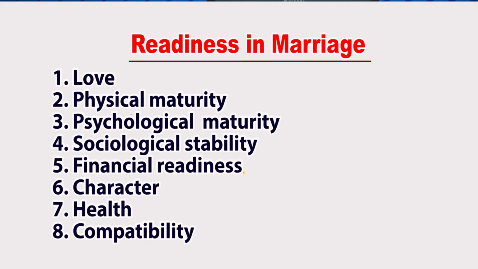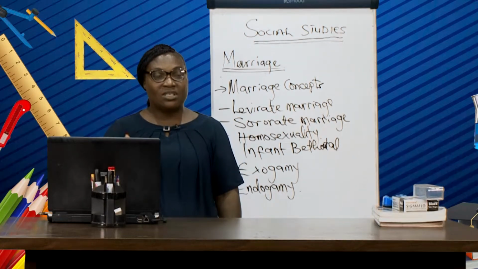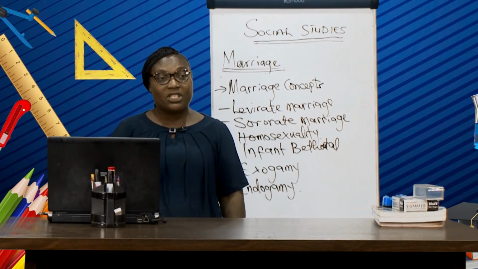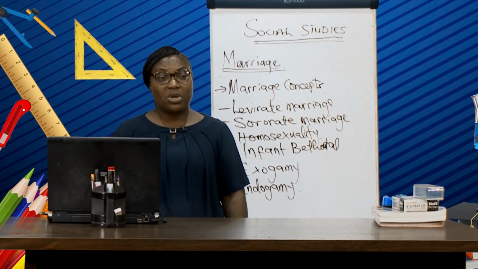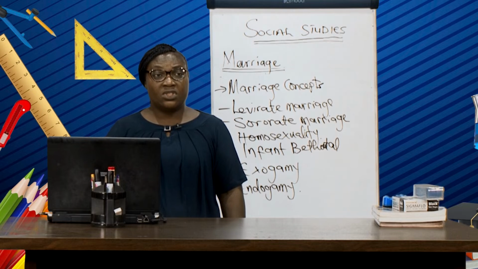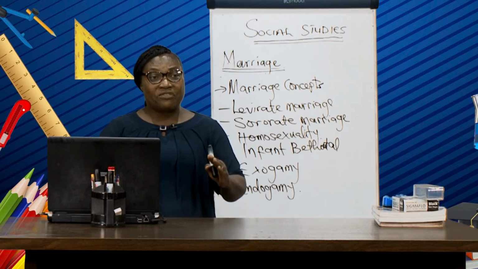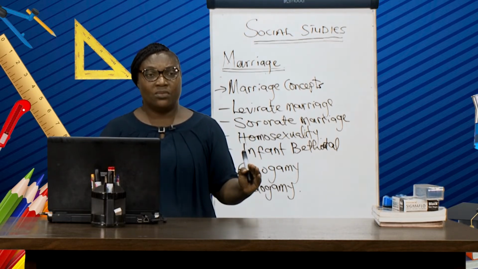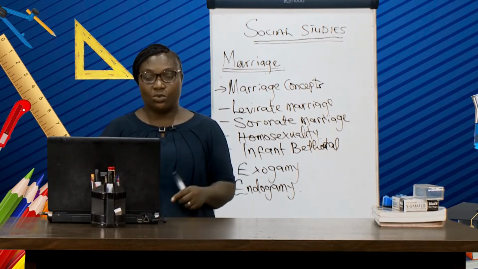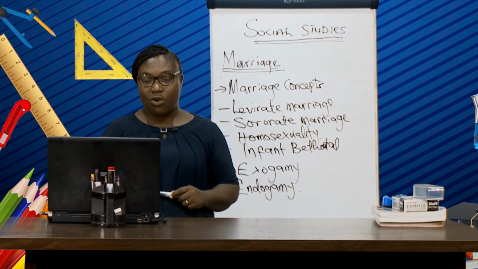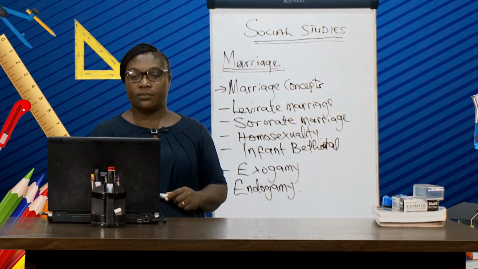The last point there is compatibility. You must be compatible. You should be able to live together. Your partner should be somebody you can discuss with, somebody you can talk to, somebody you can relate to. There should not be differences between the two of you. There must be agreement in everything you are doing. That is where compatibility comes in.